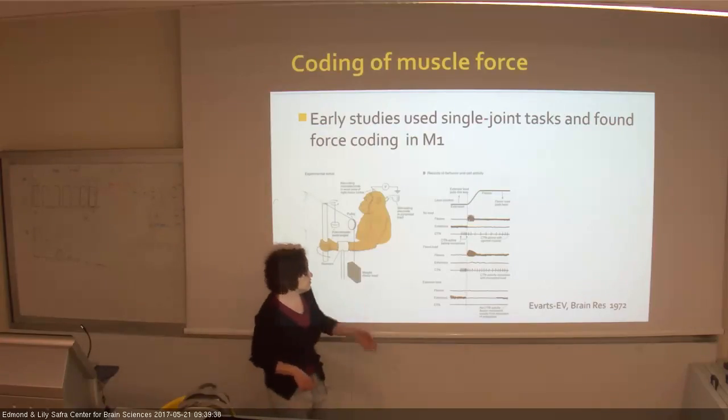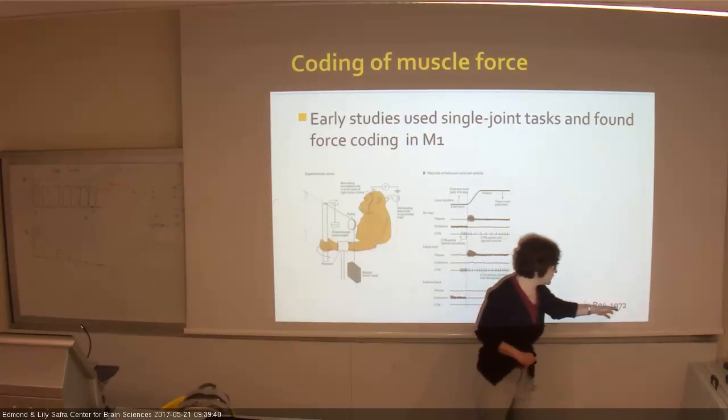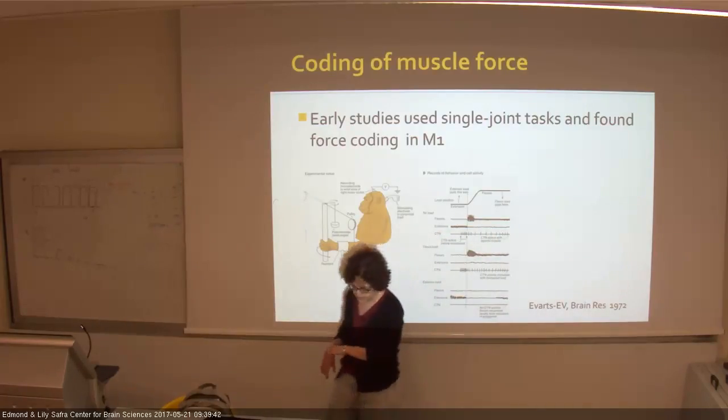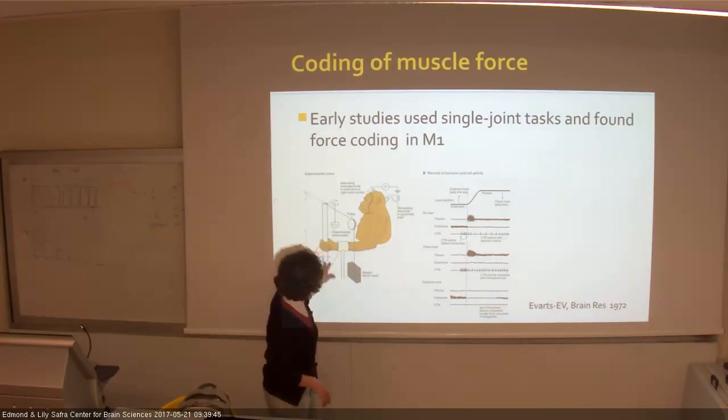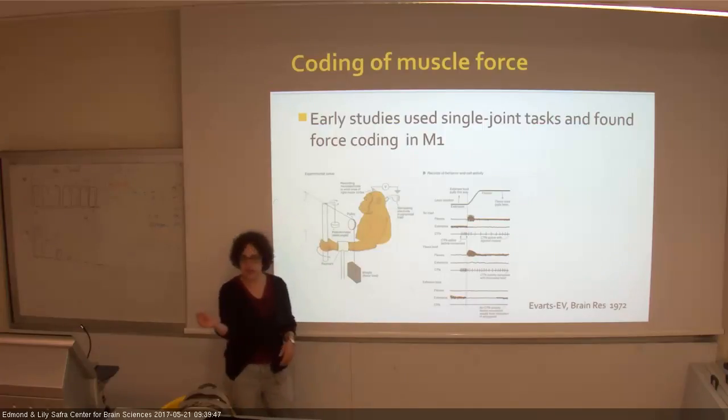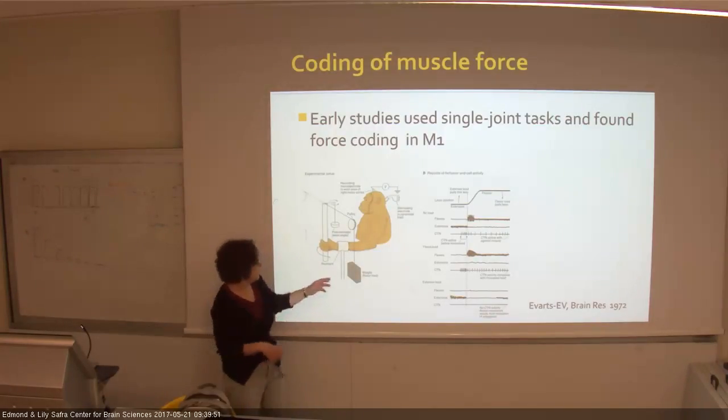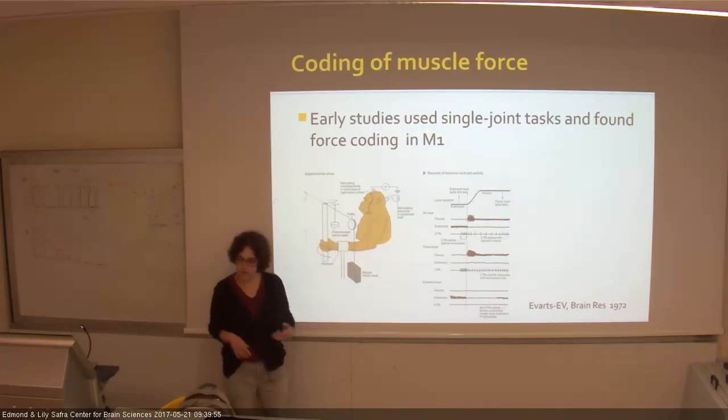So the first experiments that were done in this type of work were already in the 70s. This is the work of Evarts. What Evarts did, he trained a monkey to perform a flexion and extension task, using a pulley and against a weight, a load. And the load could either resist or assist the movement.